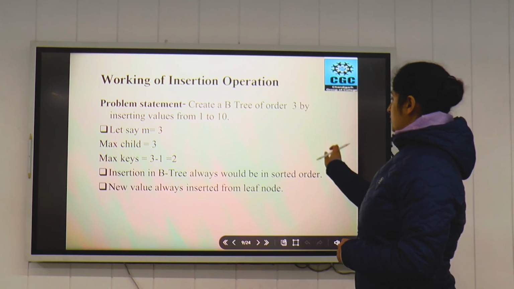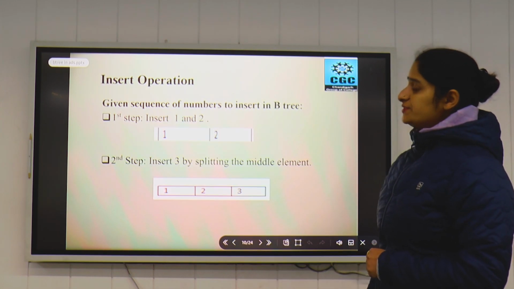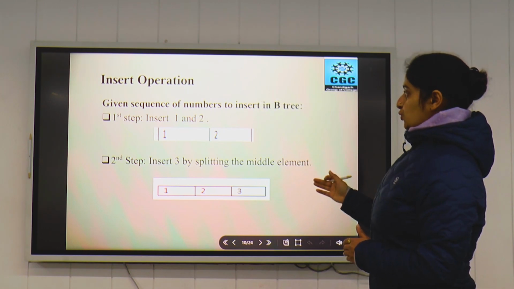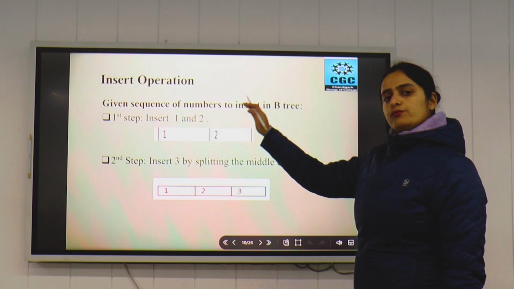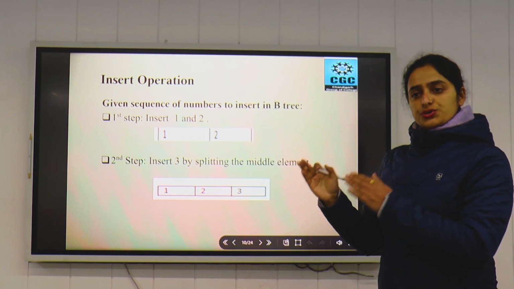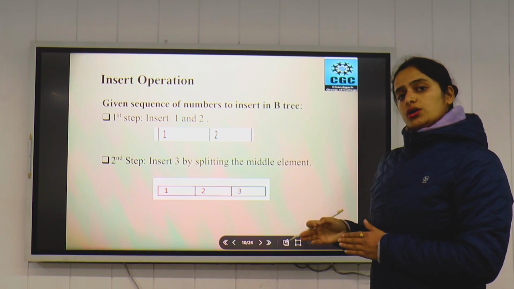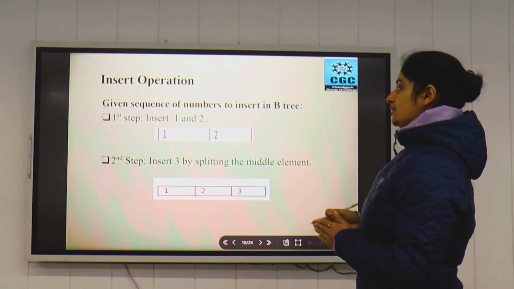Now we have to solve it. First of all, I will start with the insert operation. As we know, we have the numbers from 1 to 10, and from 1 to 10 in sequential order, in perfect order, I have to sort all the data elements.